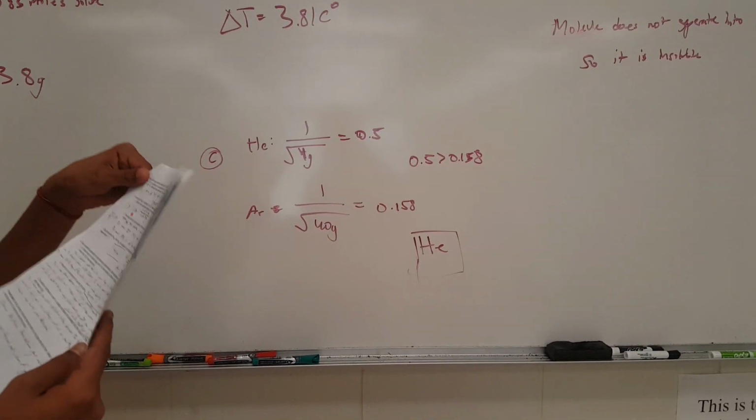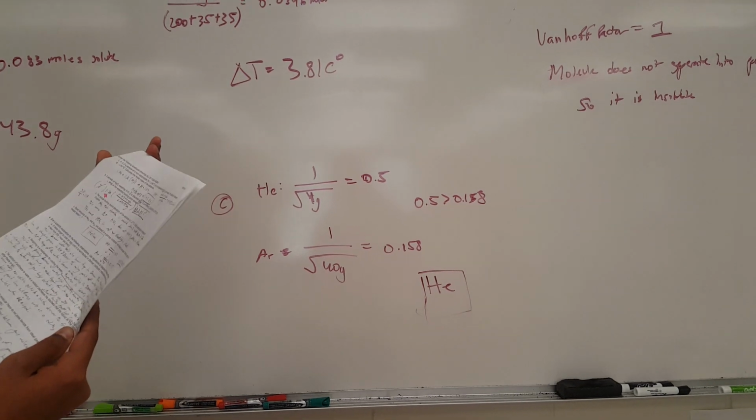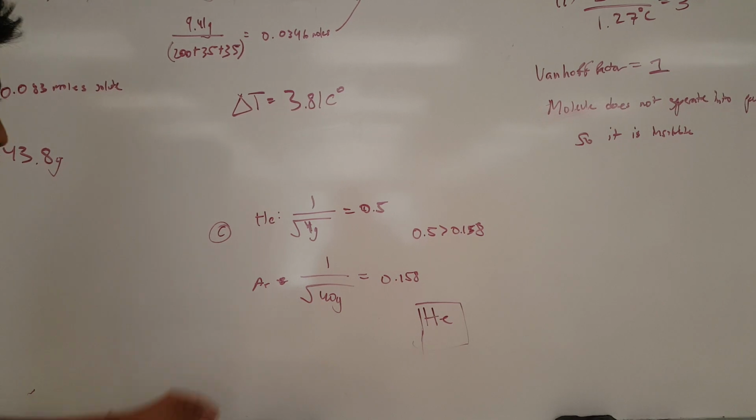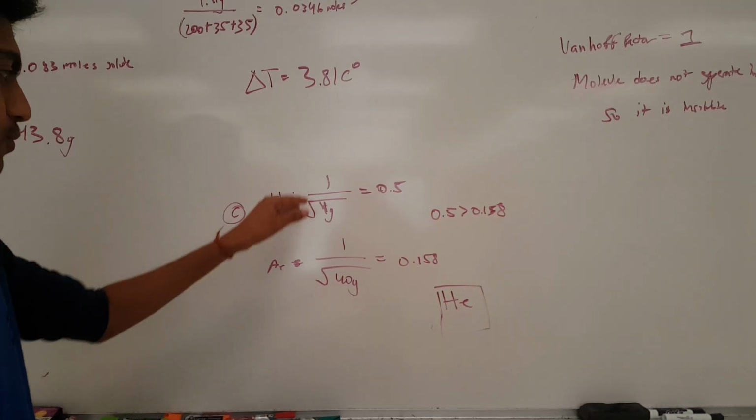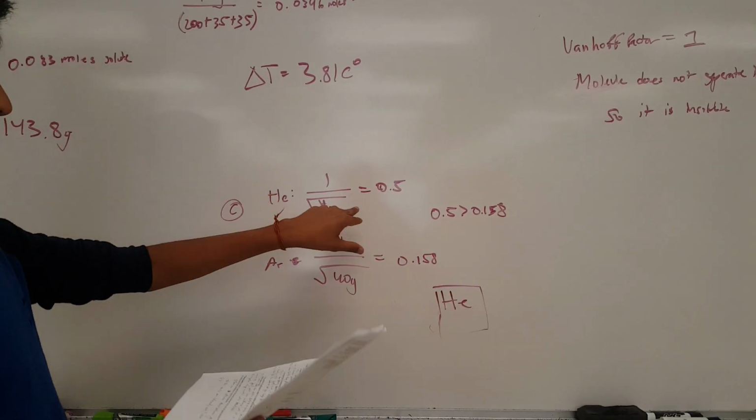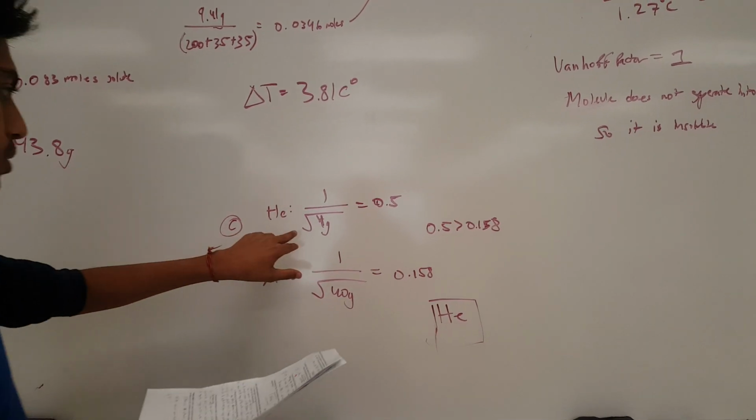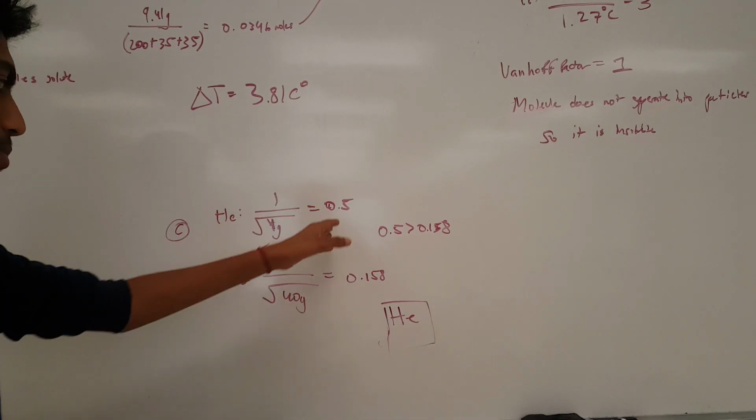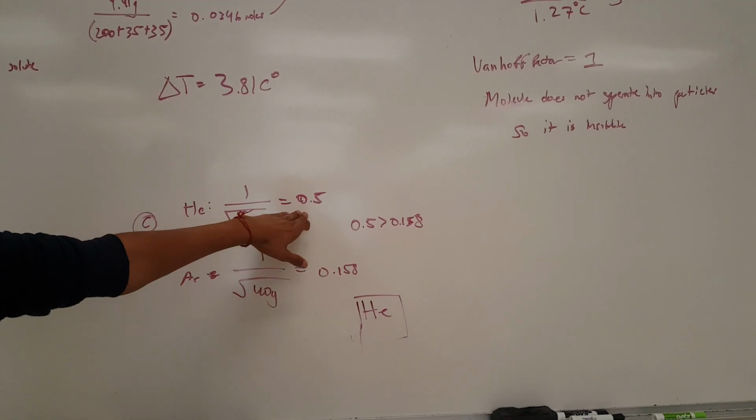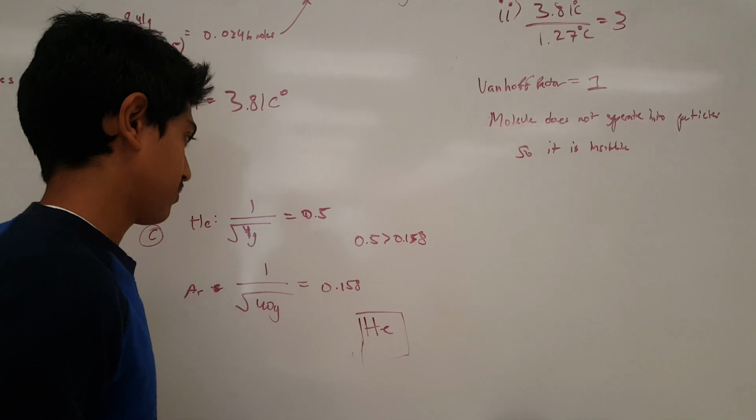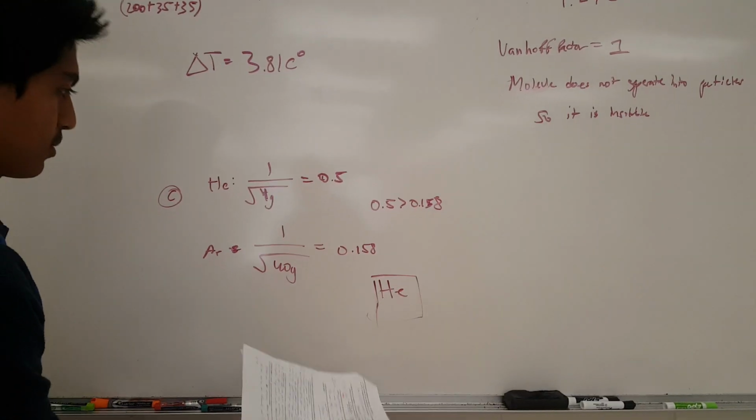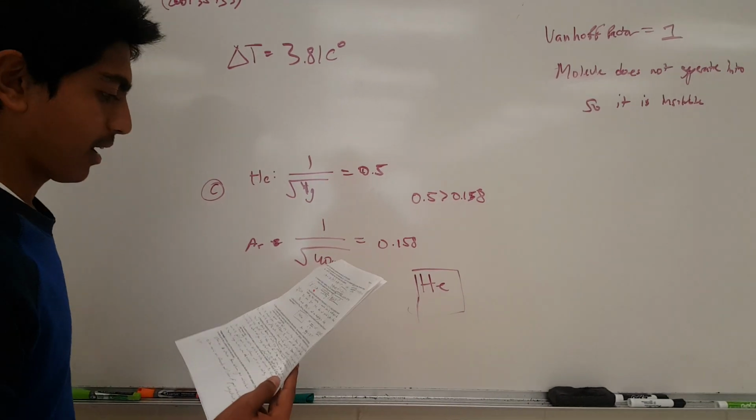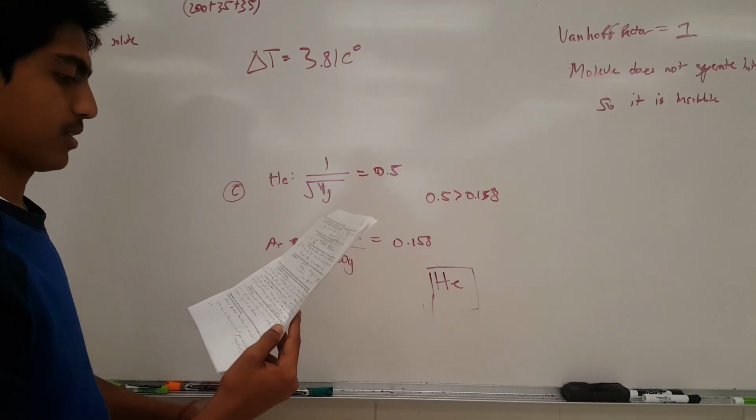We have equal amounts of helium and argon, and they're placed in a porous container. So we can assume that it's just 1 mole of each, because it's equal amounts. And this is the formula for rates of diffusion, which is 1 over the square root of the mass. So the molar mass of helium is 4 grams, molar mass of argon is 40 grams. So if you simply plug it in the formula, you get 0.5 for helium and 0.158 for argon. And obviously 0.5 is greater than 0.158, so helium has a higher rate of diffusion, so it escapes faster.